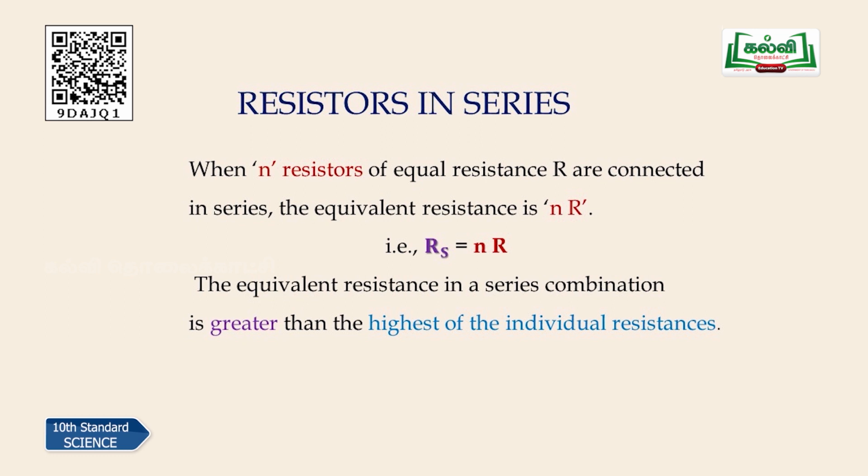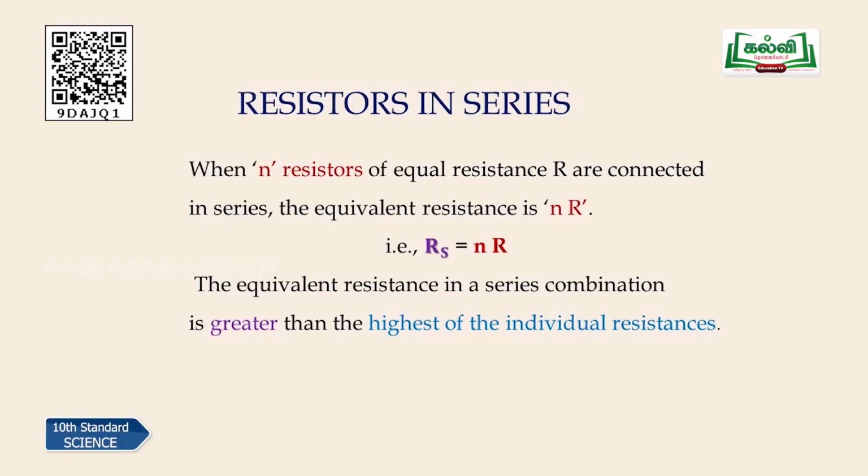The equivalent resistance in a series combination is greater than the highest of the individual resistances. Can you understand this line, students? The equivalent resistance in a series combination is greater than the highest of the individual resistances. For this, I will give a simple example. We can take 3 resistors. R1 is equal to 3 ohm and R2 is equal to 2 ohm and R3 is equal to 1 ohm. Now, what is the equivalent resistance? Yes, which is equal to 3 plus 2, 5, 5 plus 1, 6 ohms, isn't it?